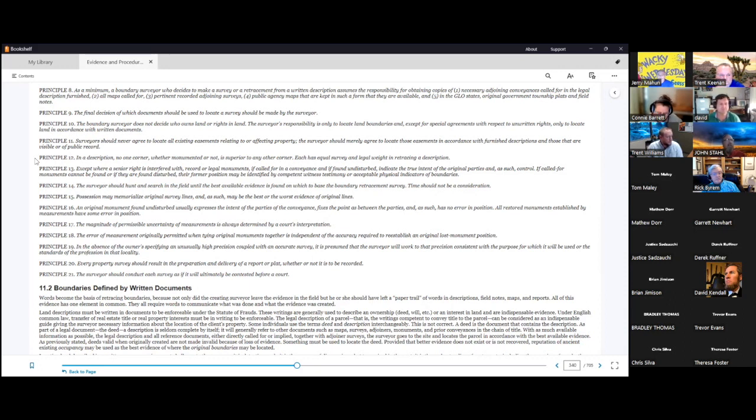Principle 13, except where a senior right is interfered with, record or legal monuments, if called for in a conveyance, and if found undisturbed, indicate the true intent of the original parties, and as such control. If called for monuments cannot be found, or if they are found disturbed, their former position may be identified by competent witness testimony or acceptable physical indicators of boundaries.